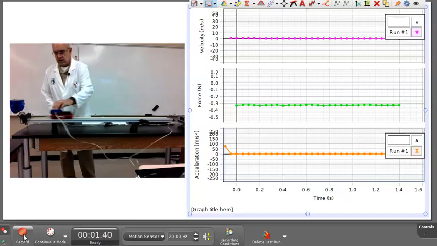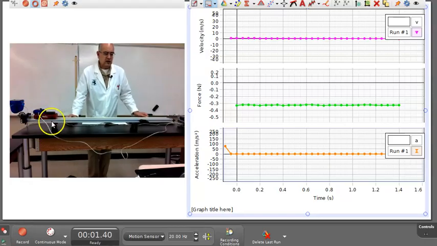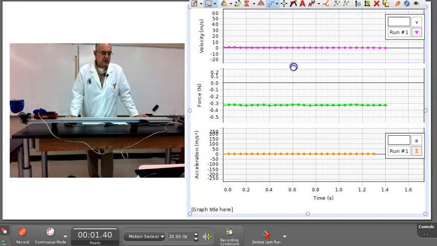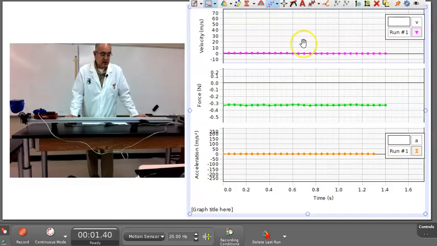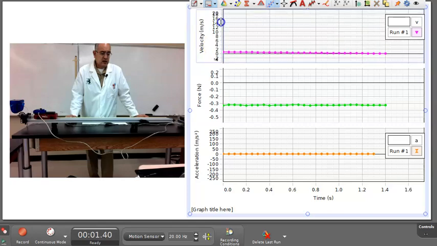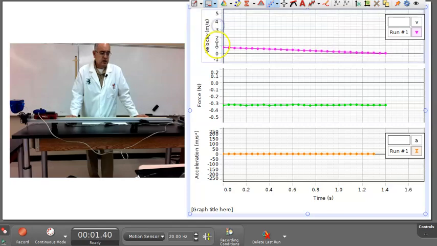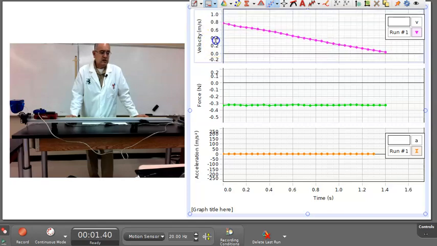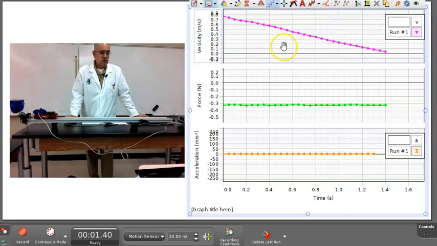All right, as you can see, it stopped. So let's take a look at the signs of our properties. First, we'll look at the velocity, and I will scale that up. And as you can see, the velocity seems to be positive and decreasing.